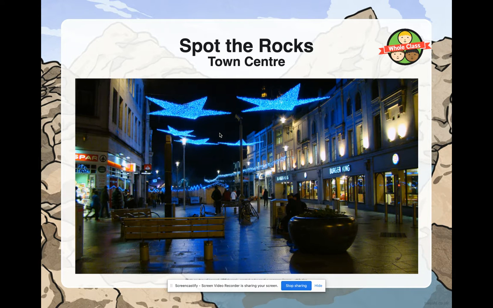In number 4, town center. Where do you think the rocks are here in town center? This looks like the middle of a city, probably like an outside mall or a hangout area. Where do you think the rocks are here? Take a look very carefully. Where do you think they are in the picture?